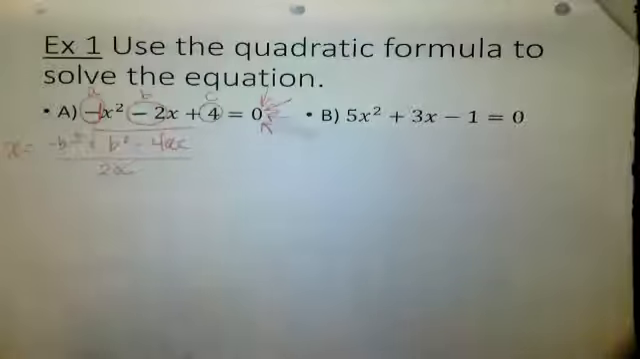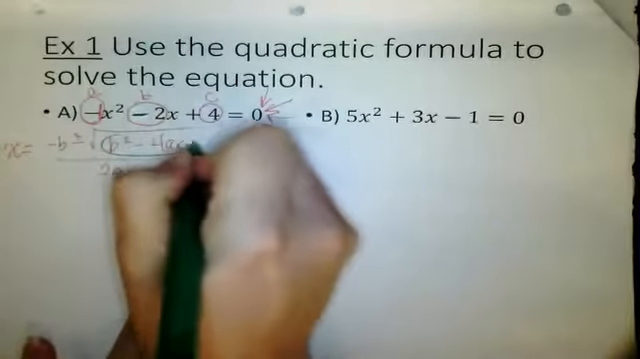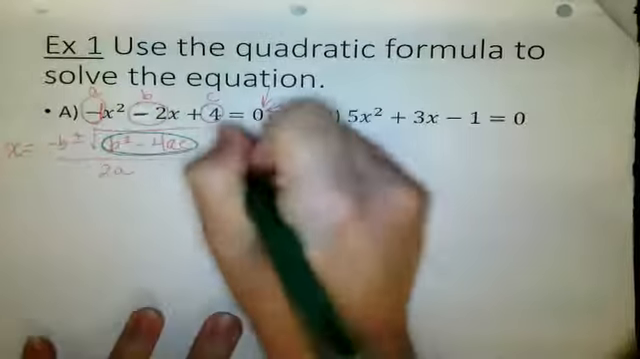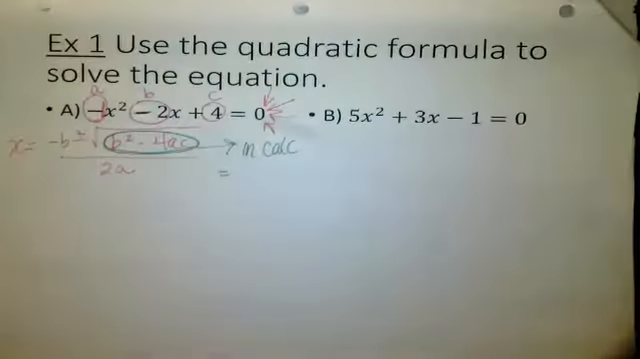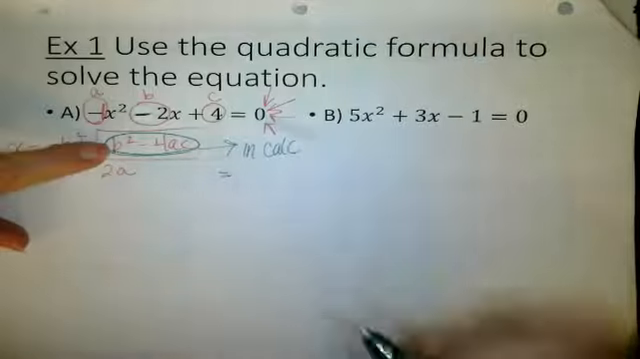Now, what we're going to do is a couple of things. First, we're going to do the discriminant, the thing underneath the radical. We're going to use our calculators. So have your calculator out, and we're going to take our b and we're going to square it. What's our b value?